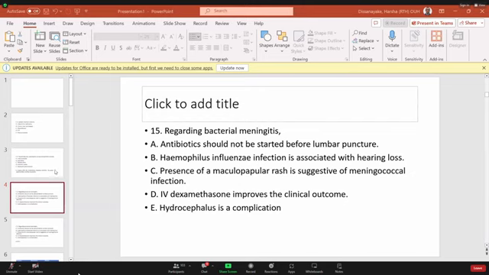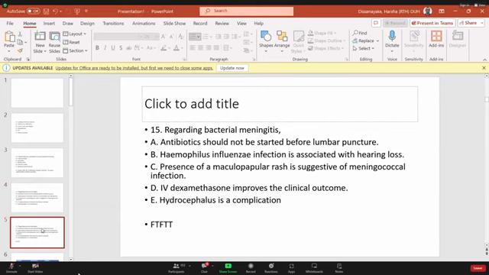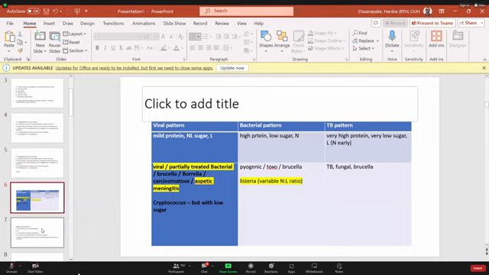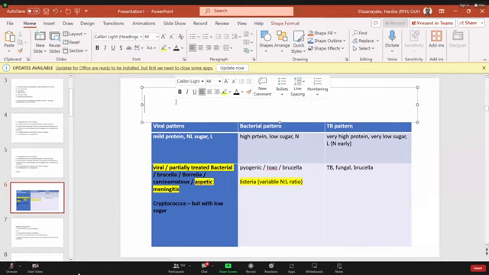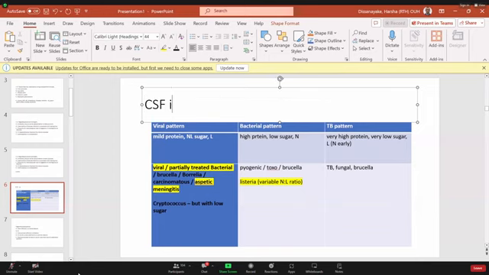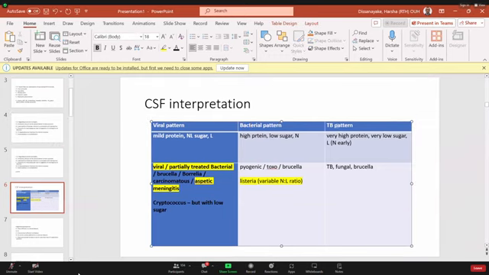So, one of the other aspects that can be commonly questioned in relation to CNS infections is interpreting the CSF findings. I found it useful to identify a CSF analysis as a viral pattern or bacterial pattern or TB pattern. Viral pattern is a mild increase in protein, so usually the upper limit is 45. So this is something around upper 40s, 50s, maximum maybe 60s. Sugar is normal in relation to blood sugar, it's more than 2/3, and it's lymphocytic. So that's the viral pattern.